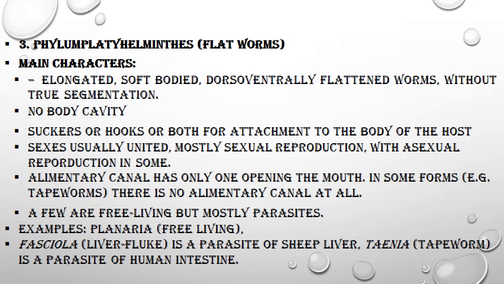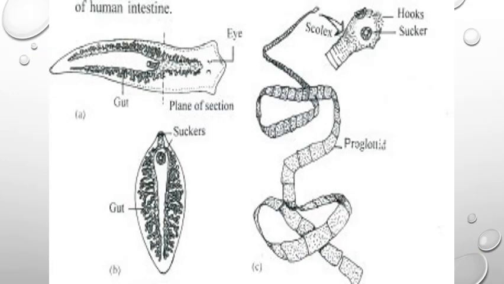Sexes usually united, mostly sexual reproduction with asexual reproduction in some. Alimentary canal has only one opening, the mouth. In some forms, tapeworm-like, there is no alimentary canal at all. A few are free-living but mostly parasites. Examples: planaria. Fasciola is a parasite of sheep liver. Taenia solium is a parasite of human intestine. This is the structure of members of Platyhelminthes.